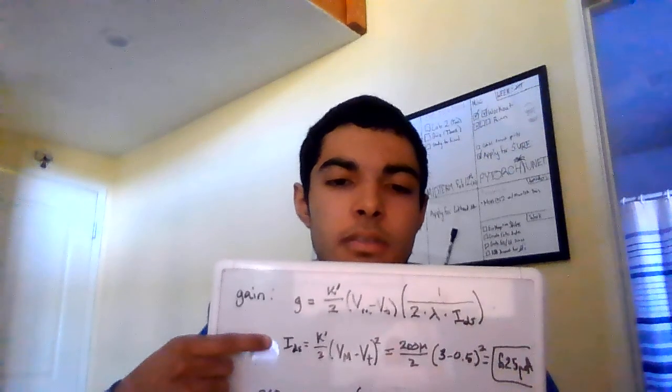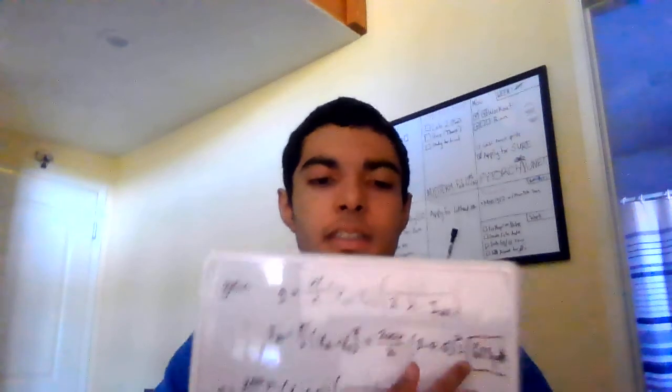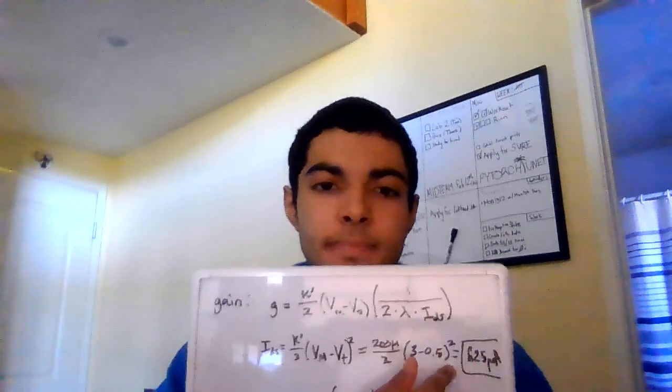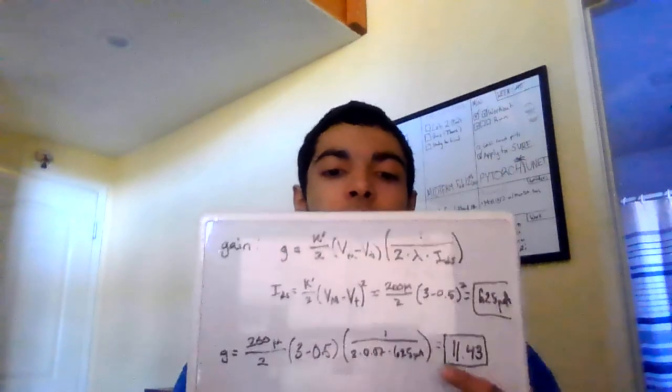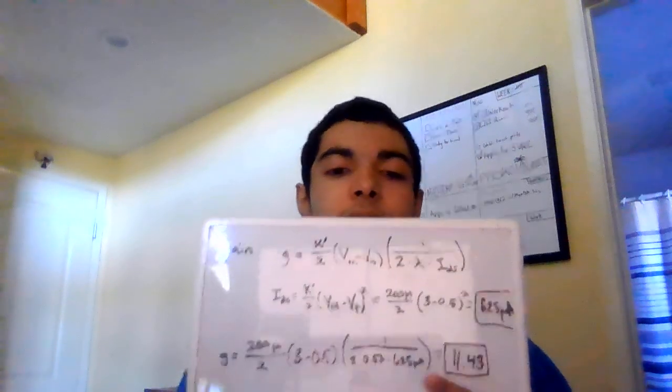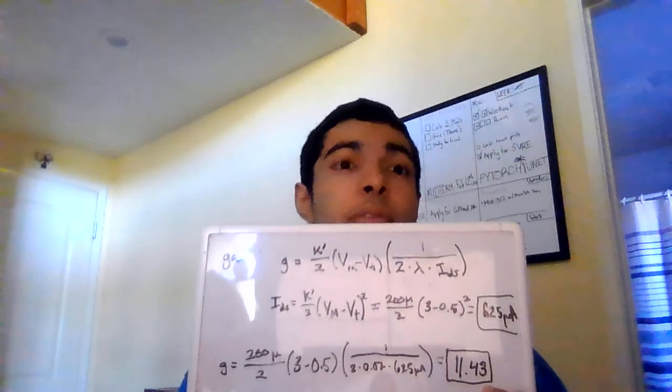And so we use this equation here. And that comes out to 625 microamps. And then from there, we just plug that value of IDS into our equation, and we come out with a gain of 11.43.